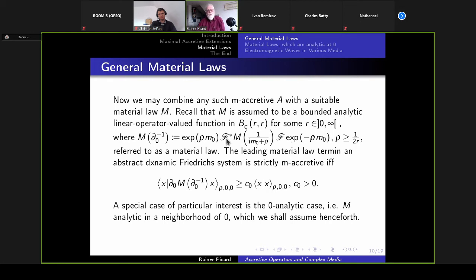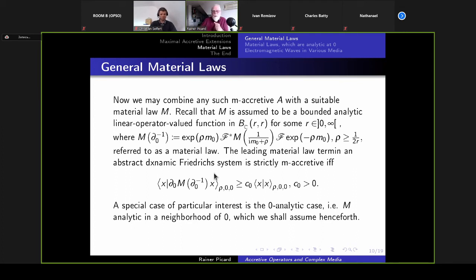And here's the adjoint. So we're taking M of 1 over I omega plus rho, if you will, but then we let the omega go and turn it into a multiplication operator. This is the notation here, M0, multiplication by the Fourier equivalent of the time derivative. And then you transform it back with the inverse Fourier Laplace transform. And that's what this function here is. That's our material law.